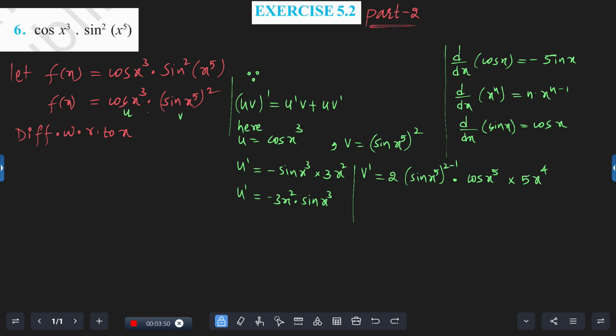Have you understood what I am doing here? Step by step you have to go. Then when I simplify all together, what am I getting? 5 2s are 10, x power 4 into sin x power 5 into cos x power 5. Like this you can write.